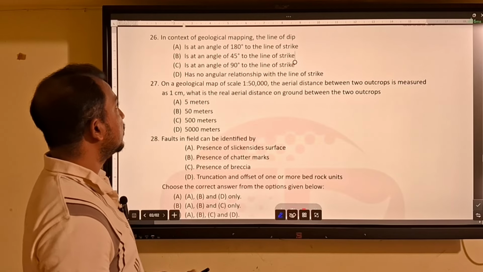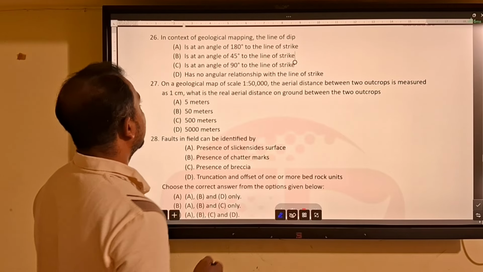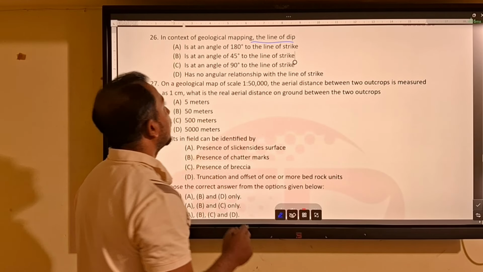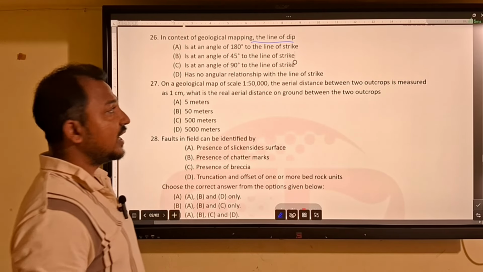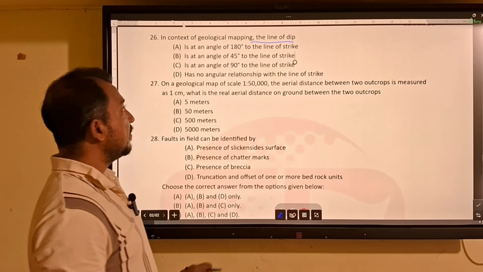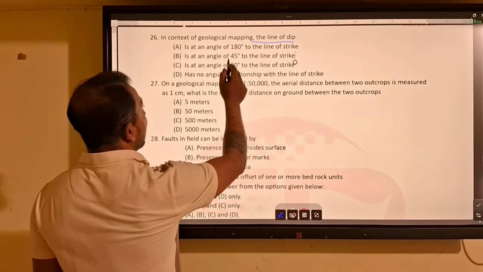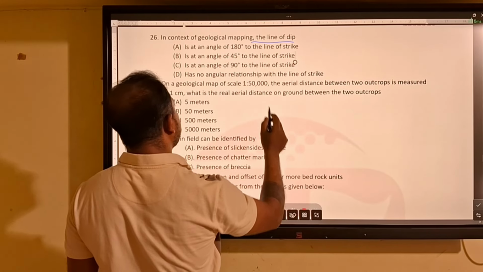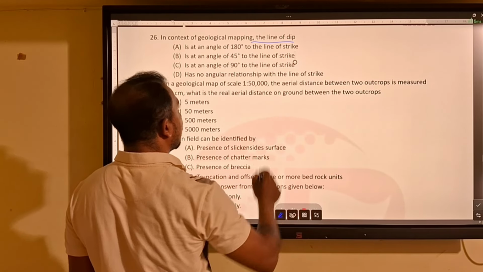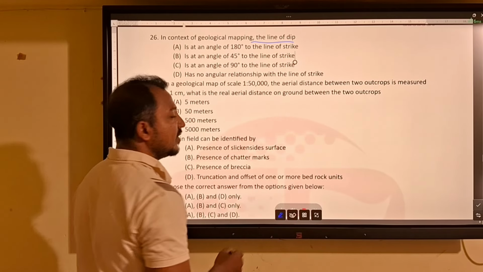Next, in the context of geological mapping, the line of dip. The line of dip is the inclination, you can say. It is at an angle of 180 degrees to the line of the strike. So always remember, the line of dip is always perpendicular to the strike line. That means it is at an angle of 90 degrees to the line of the strike. So the true dip direction is always perpendicular to the strike direction.